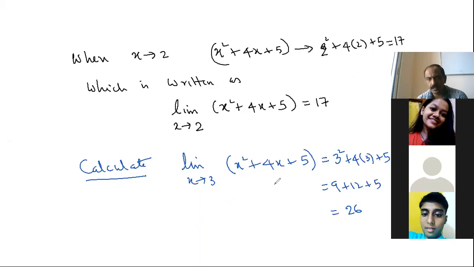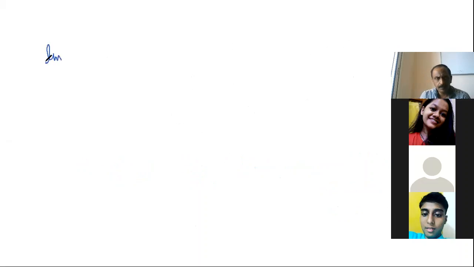All of you understood how to calculate the limit of a function? Yes, sir. Limit x tending to 1 of x square plus 4x plus 3 divided by 2x square plus x minus 5.